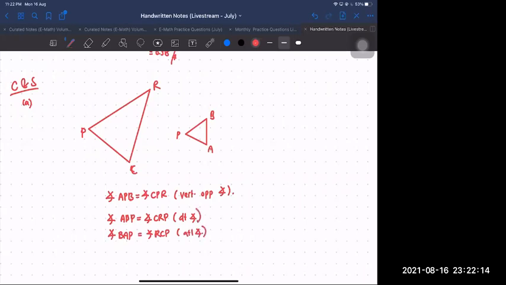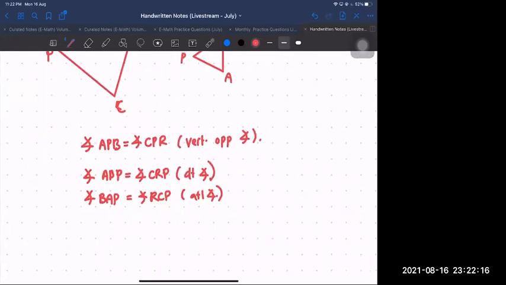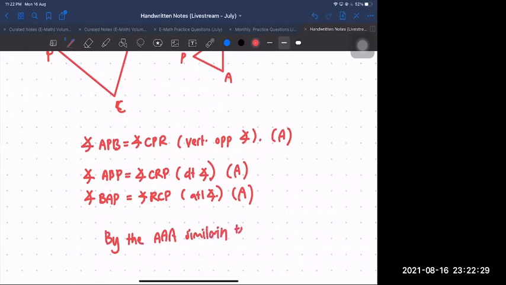Whenever you're writing rules like this, it is always good to label what kind of rules they are. Then you must write at the end, by the AAA similarity test, they're similar. So some important things that I just want to explain and take away.